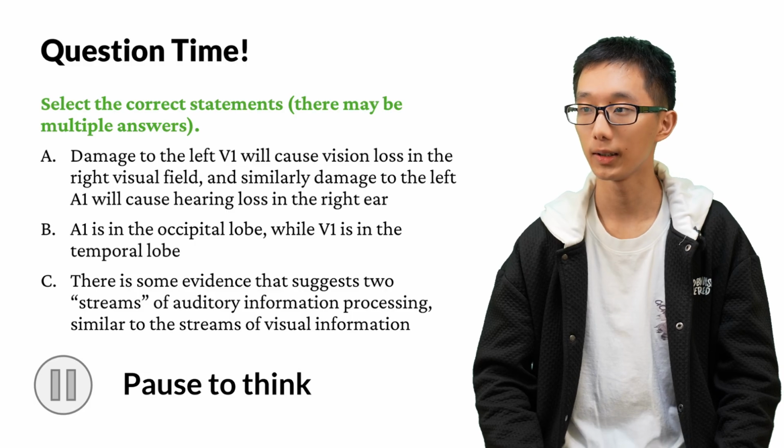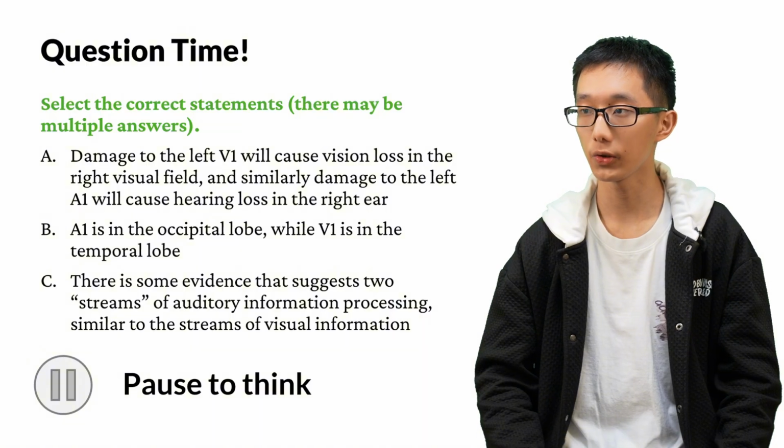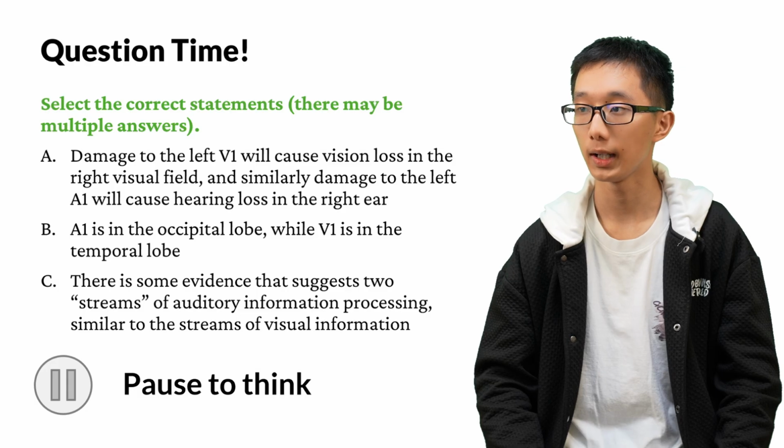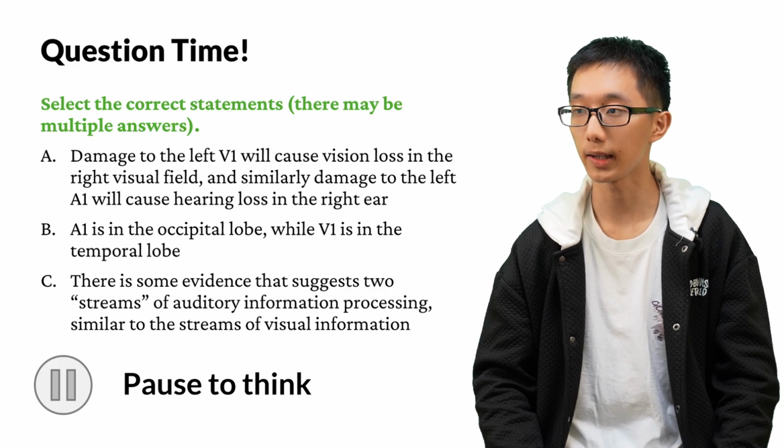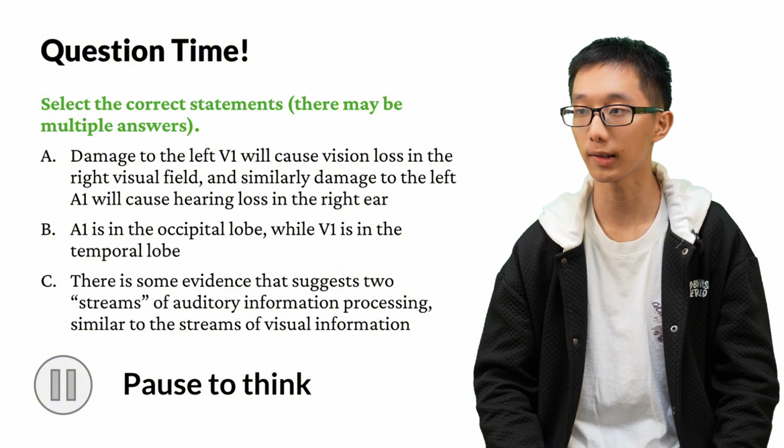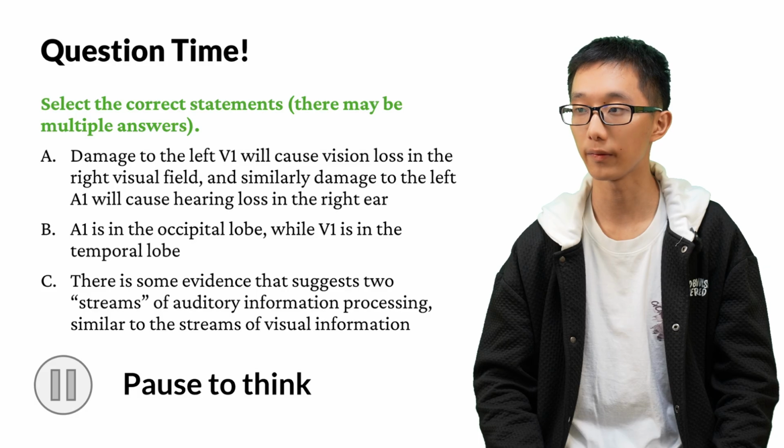Question time. Please select the correct statements. A. Damage to the left V1 will cause vision loss in the right visual field, and a similar damage to the left A1 will cause hearing loss in the right ear. B. A1 is in the occipital lobe, while V1 is in the temporal lobe. C. There is some evidence that suggests two streams of auditory information processing, similar to the streams of visual information.